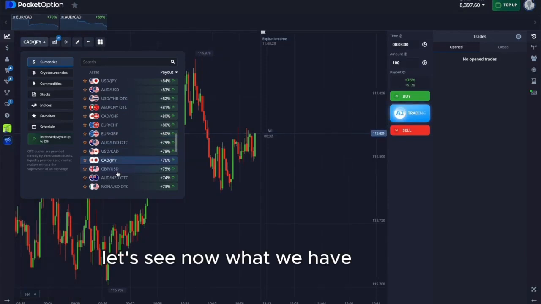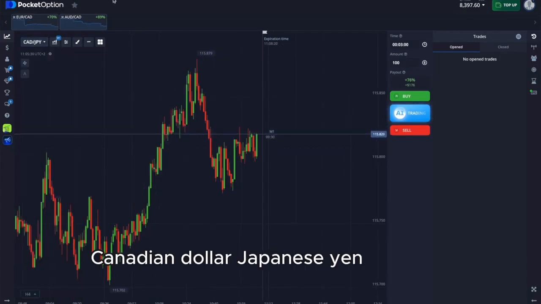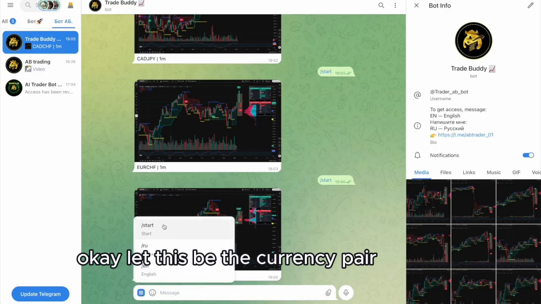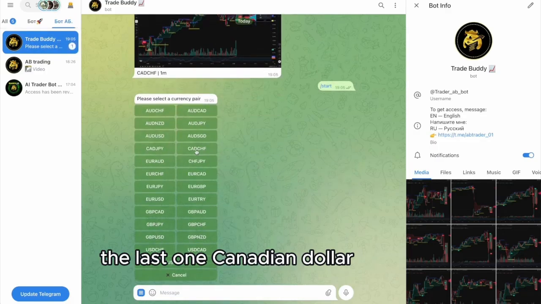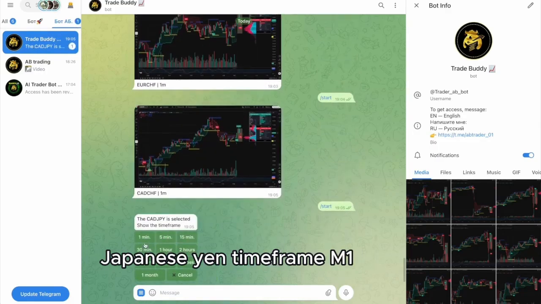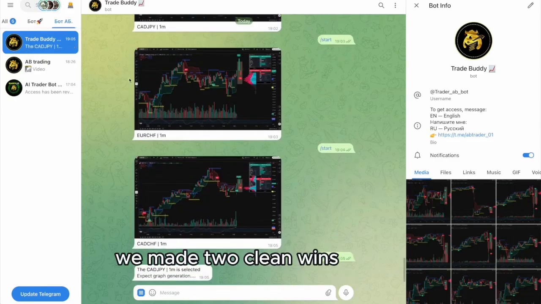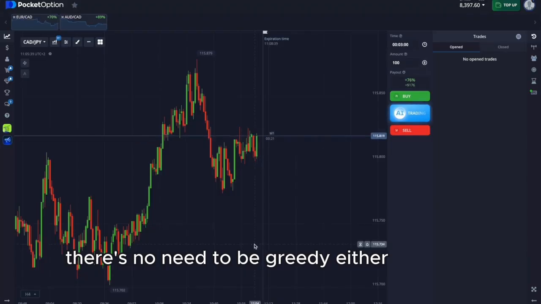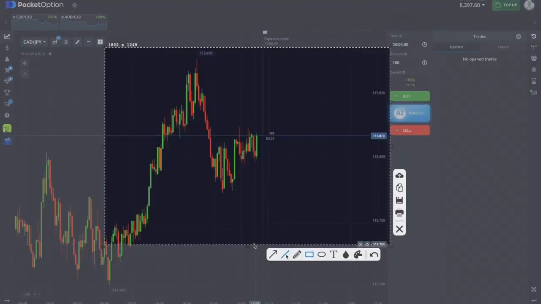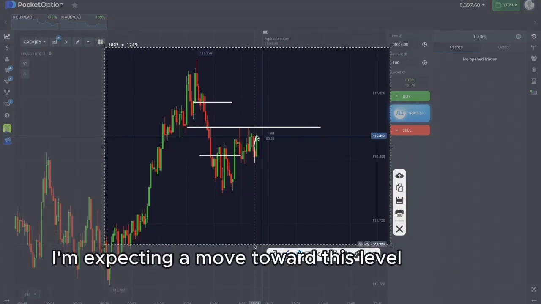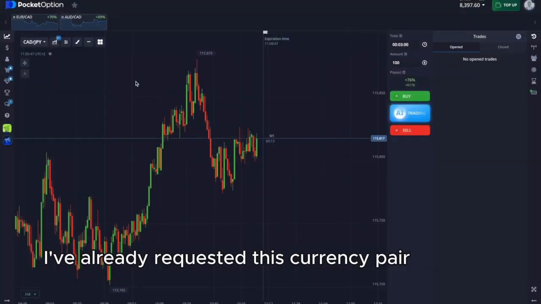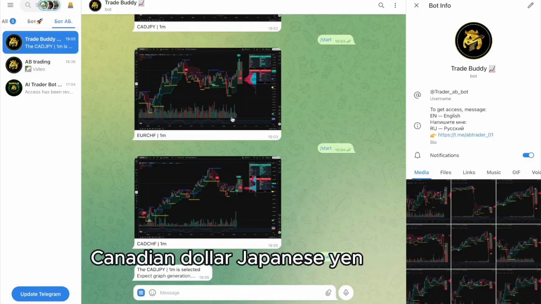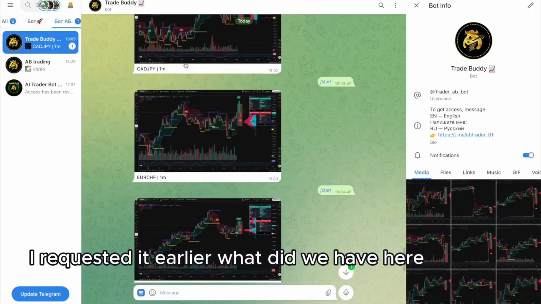Let's see now what we have. Canadian dollar, Japanese yen. Okay, let this be the last currency pair, Canadian dollar, Japanese yen, time frame M1. We made 2 clean wins. There's no need to be greedy either. Greed ruins everyone. I'm expecting a move toward this level. I've already requested this currency pair, Canadian dollar, Japanese yen. I requested it earlier.